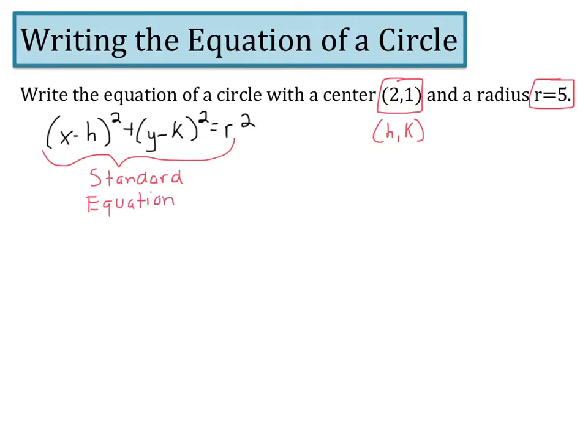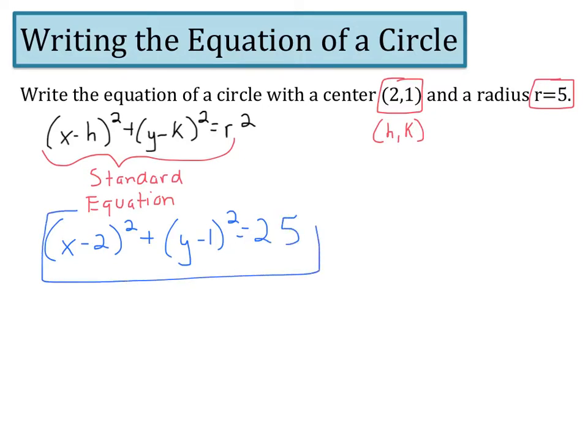So the standard equation for the circle would be (x minus 2) squared plus (y minus 1) squared equals 5 squared, or 25. And that's the equation of a circle with a center at (2, 1) and a radius of 5.